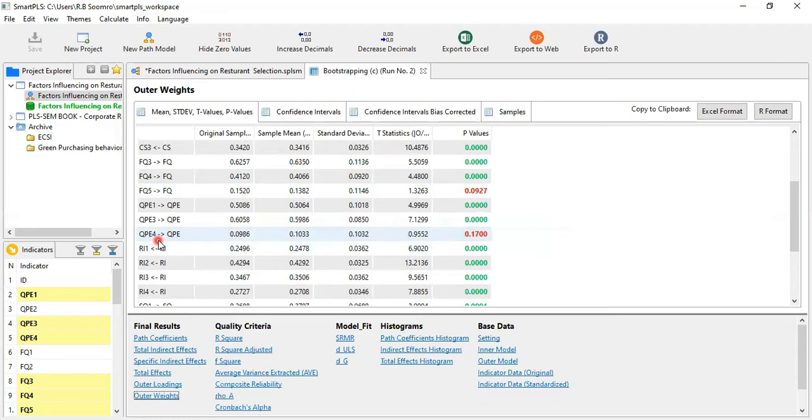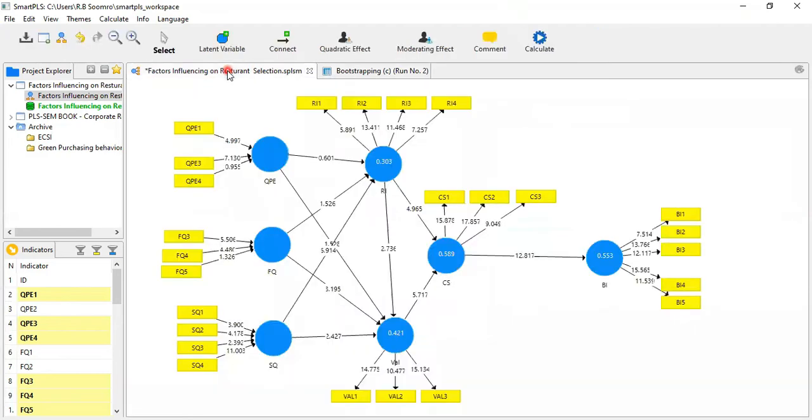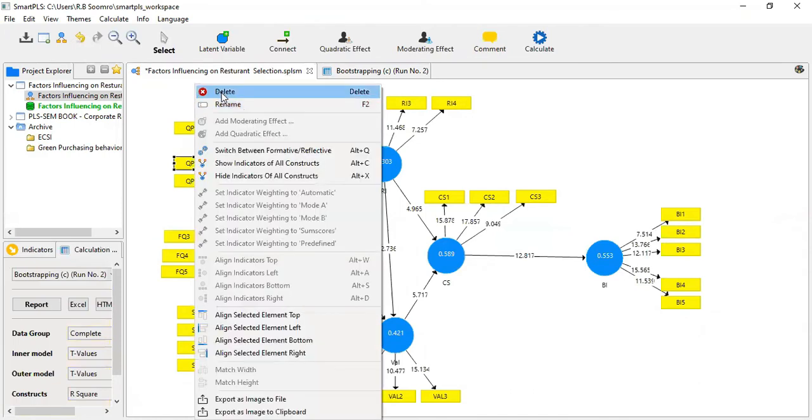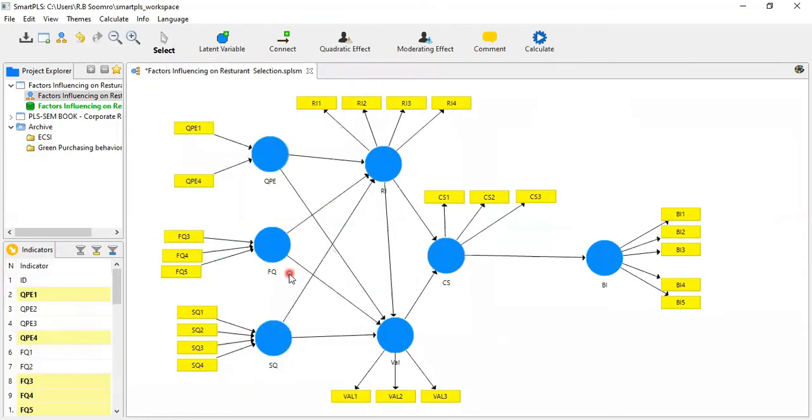So these two violations are still there, so we have to re-estimate all of these. First of all, we have to go to QPE3. Okay, this is QPE3. We have to re-estimate it. Just the same thing has happened, and then again we have to calculate.